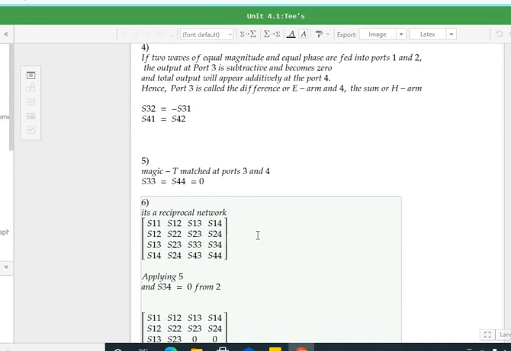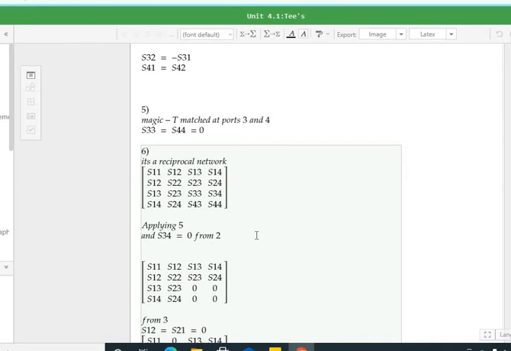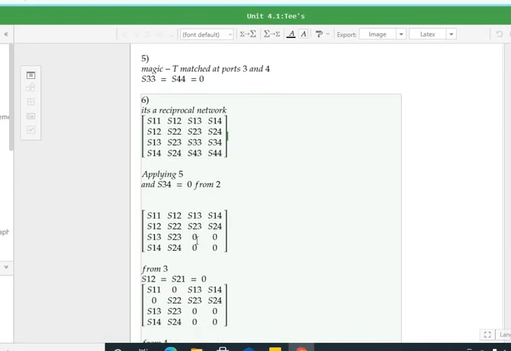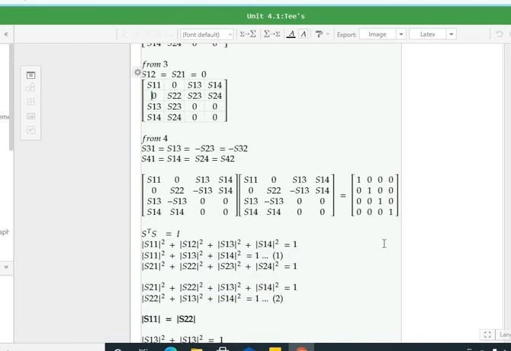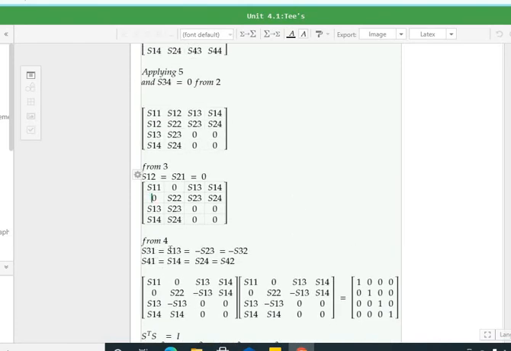Now let us start applying each one of the properties that we have studied and start filling the matrix. We know that S33 and S44 are 0, S34 and S43 are 0. We know S12 and S21 are 0. From property 4 we know that S31 equal to S13 equal to minus S23 equal to minus S32, and S41 equal to S14 equal to S24 equal to S42.